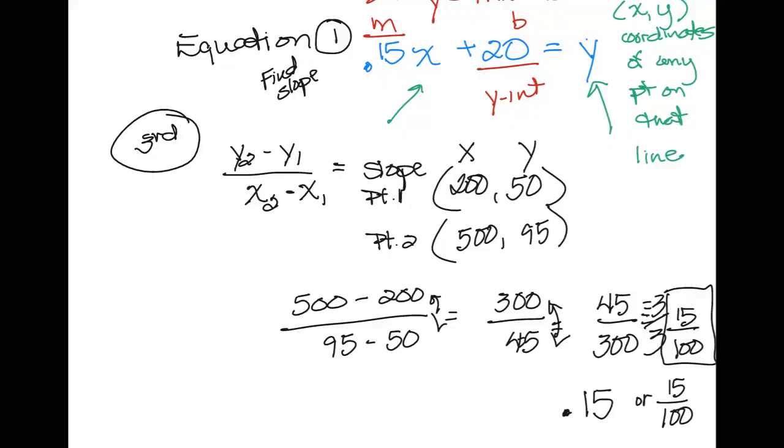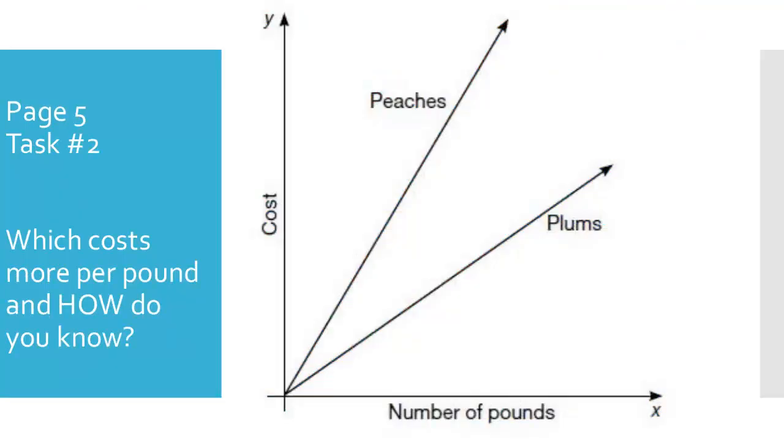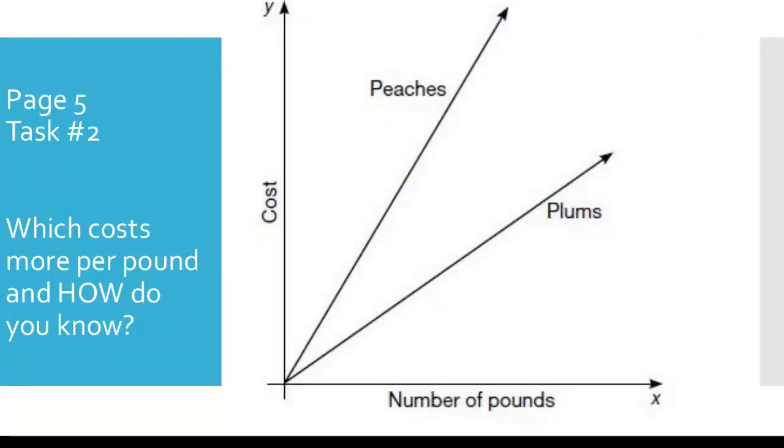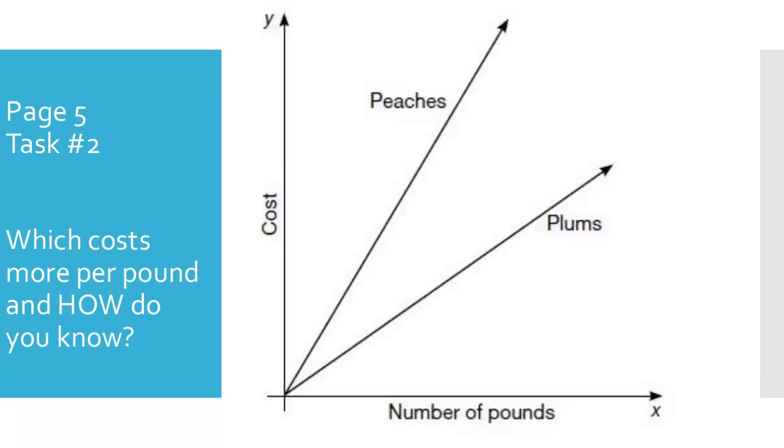All right. Did we get that all done? Okay. So peaches and plums. Which costs more per pound and how do you know? So this is always kind of a little bit shortened. Graphs below show the cost Y of buying X pounds of fruit. One graph shows the cost of buying X pounds of peaches. The other shows the cost of buying X pounds of plums. Which kind of fruit costs more per pound? Which costs more per pound and how do you know?